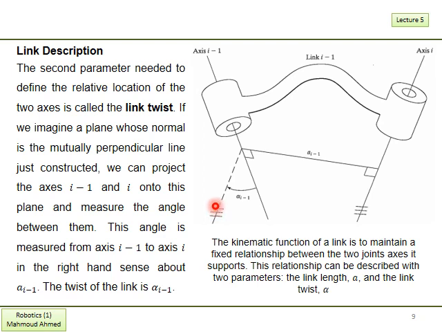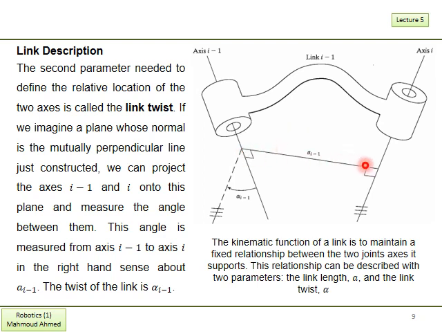So the kinematic function of such a link is to maintain a fixed relationship between the two joints it supports. This relationship can be described with two parameters, the link length a and the link twist alpha. So each link in our manipulator chain can be described with only these two parameters.